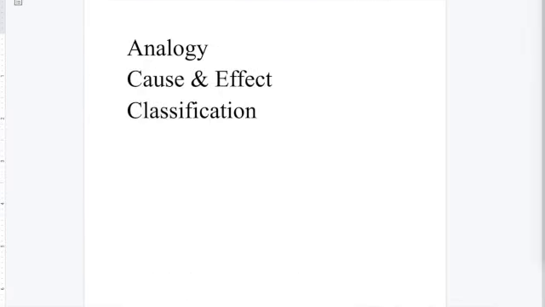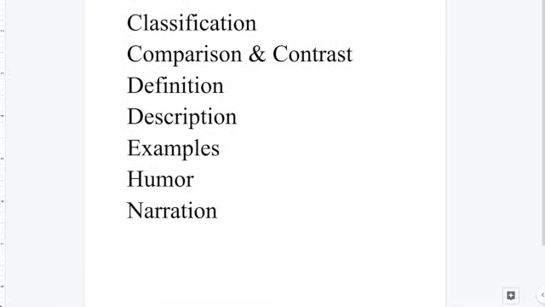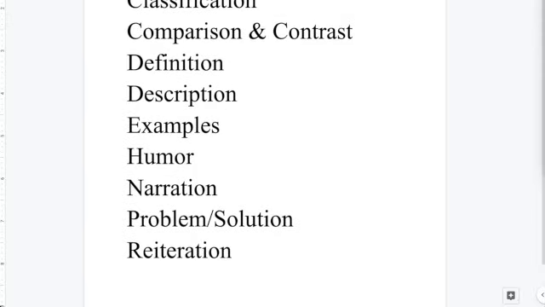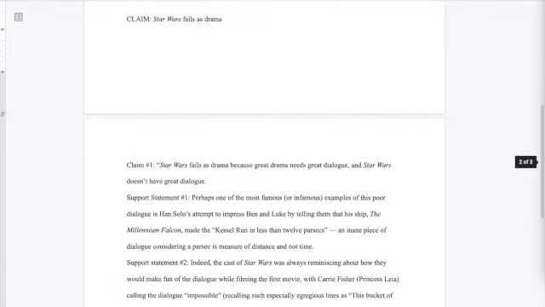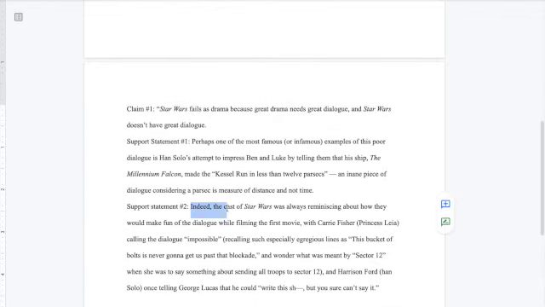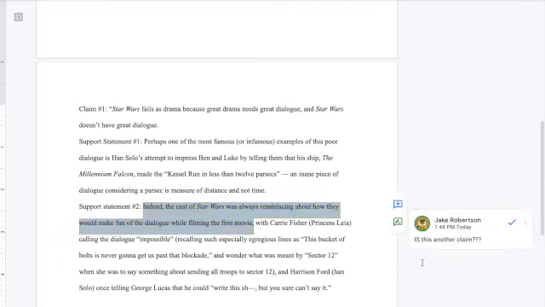Support can include things like examples, explanations, commentary, facts, quotes, analogy, cause and effect, classification, comparison and contrast, definition, description, humor, narration, problem solution, reiteration. So anytime you write a paragraph, ask: what is my claim and how am I supporting it? Every paragraph you ever write in an essay situation, you should be able to answer those two questions. If there are too many claims, you got something wrong with your paragraph. If you have no support for the claims that you're making, you have something wrong with your paragraph.